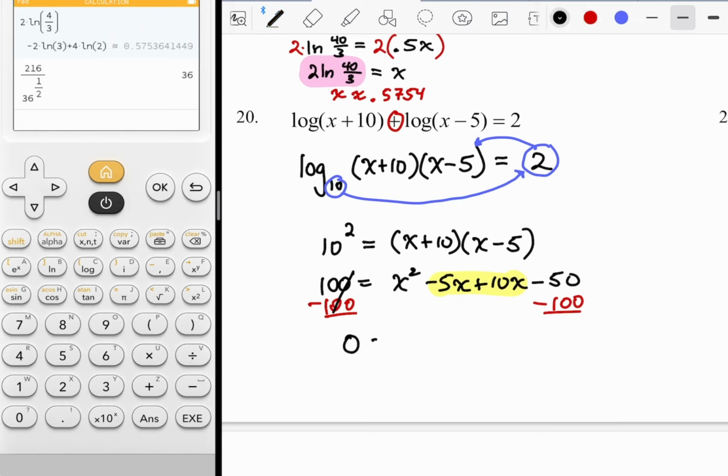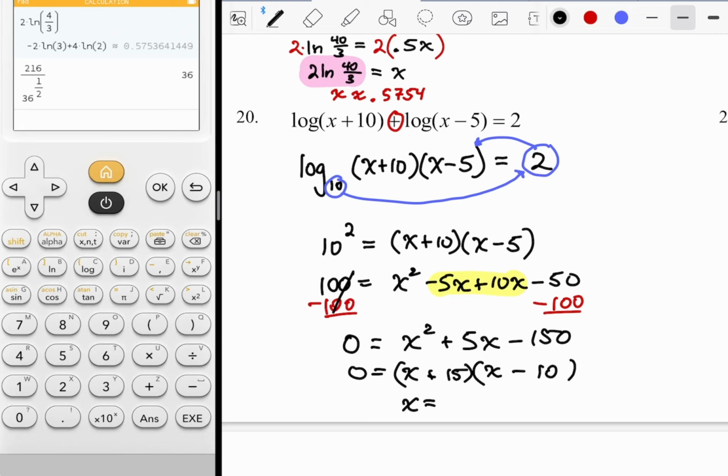So I'm going to have 0 equals x squared plus 5x minus 150. I'm going to factor 150. I'm thinking 15 and 10. If the 15 is positive and the 10 is negative, that'll give us the 5x in the middle, so we're good. So we have x is equal to negative 15, or x is equal to 10.